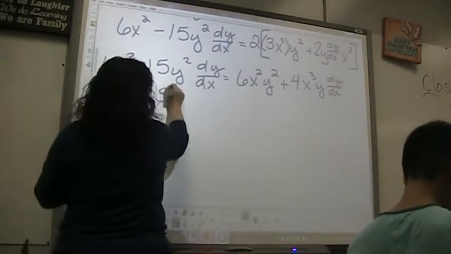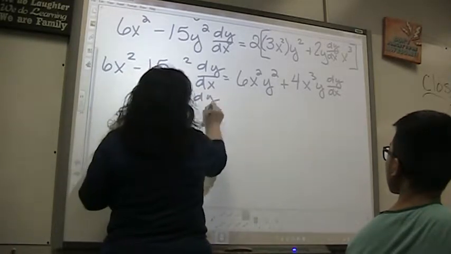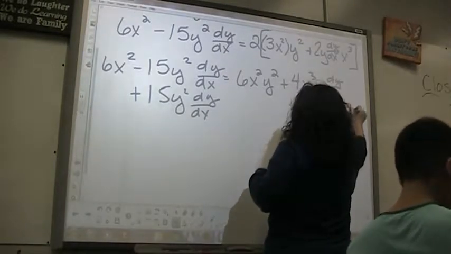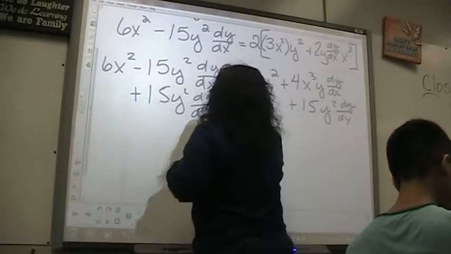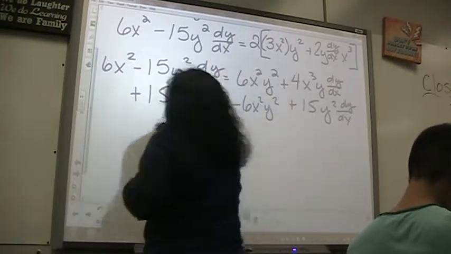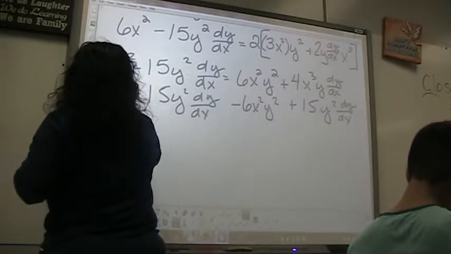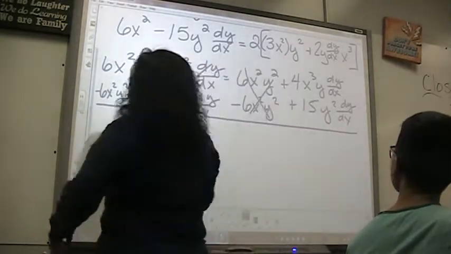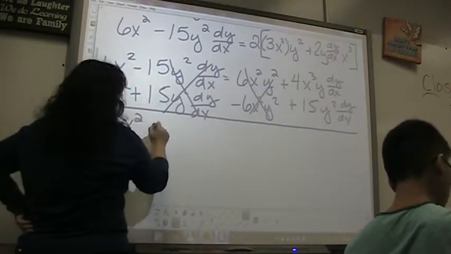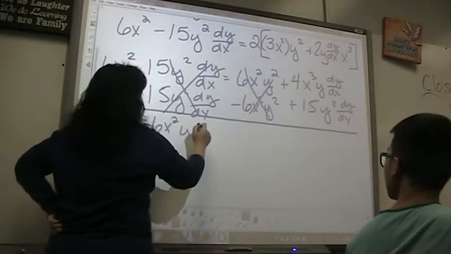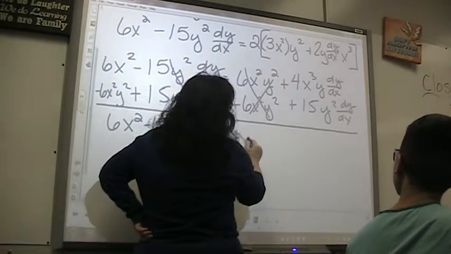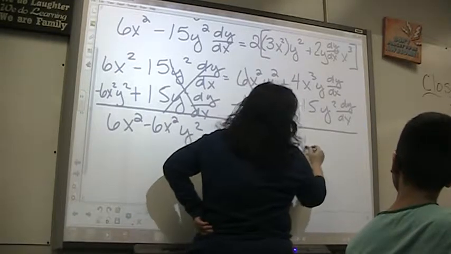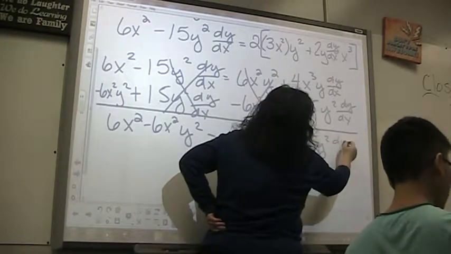Here we go. I'll put my line in. So I'm adding this over, and then subtract 6x squared y squared. So I get 6x squared minus 6x squared y squared equals 15... 4x cubed y dy dx plus 15 y squared dy dx. Factor out the dy dx.